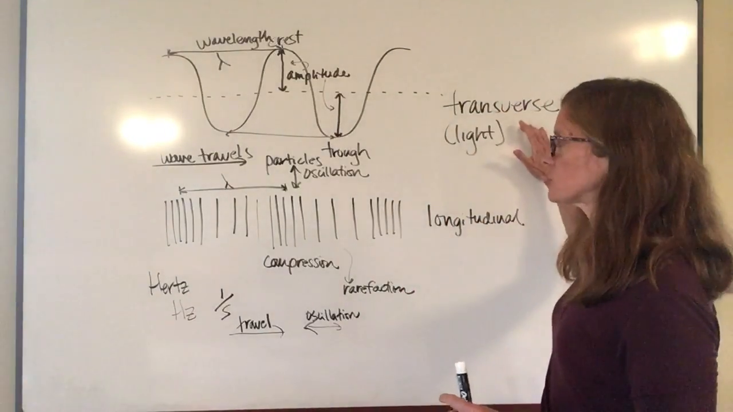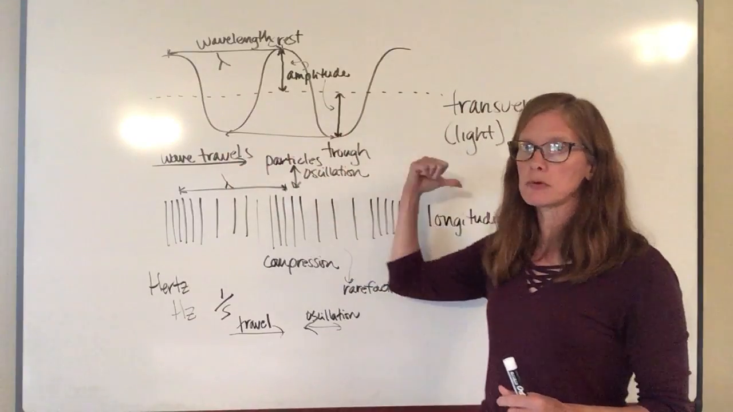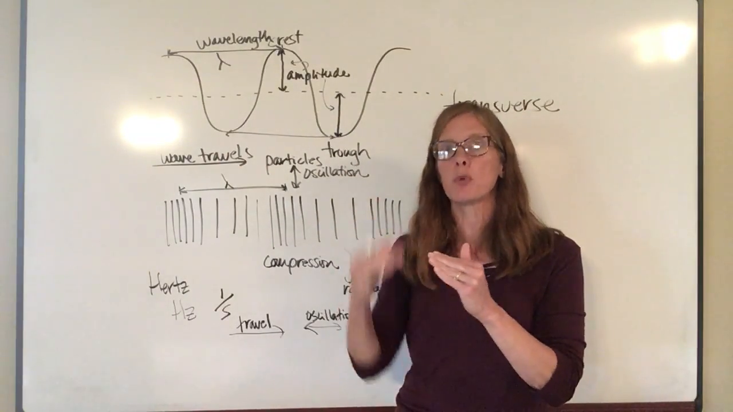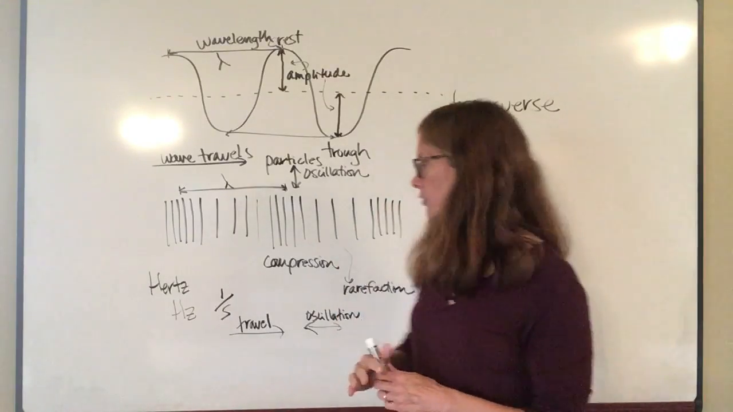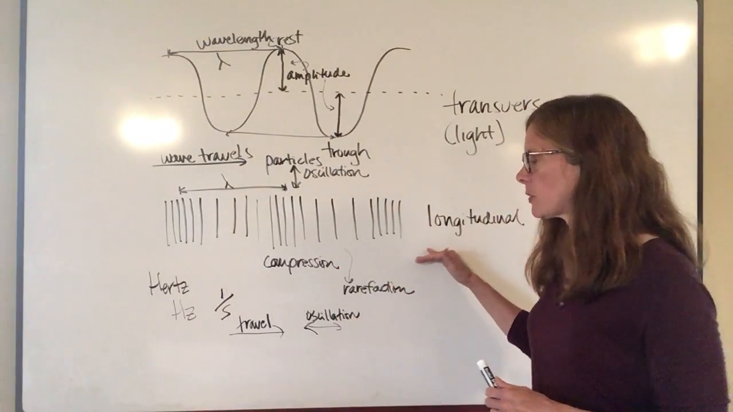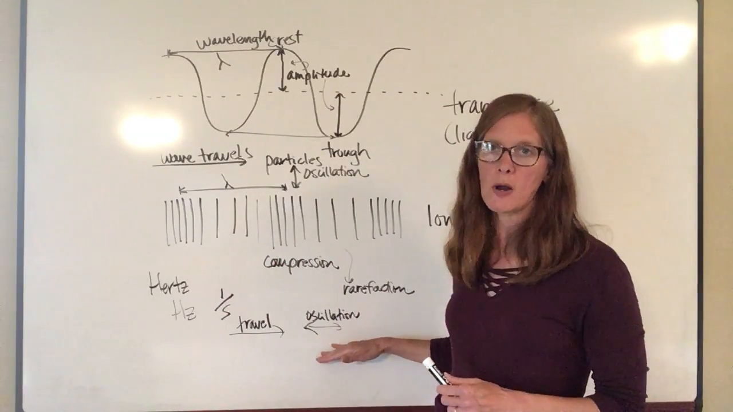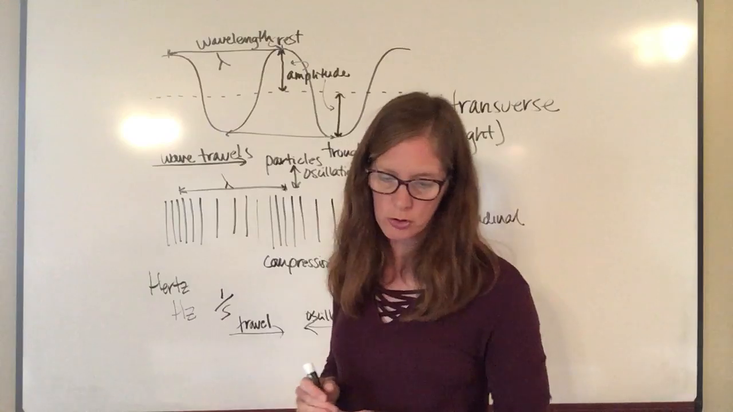In a transverse wave, the wave travels in one direction, but the particles are going to be oscillating perpendicular to the wave direction of travel. In a longitudinal wave, the direction of wave travel is parallel to the direction of the oscillation of the particles.